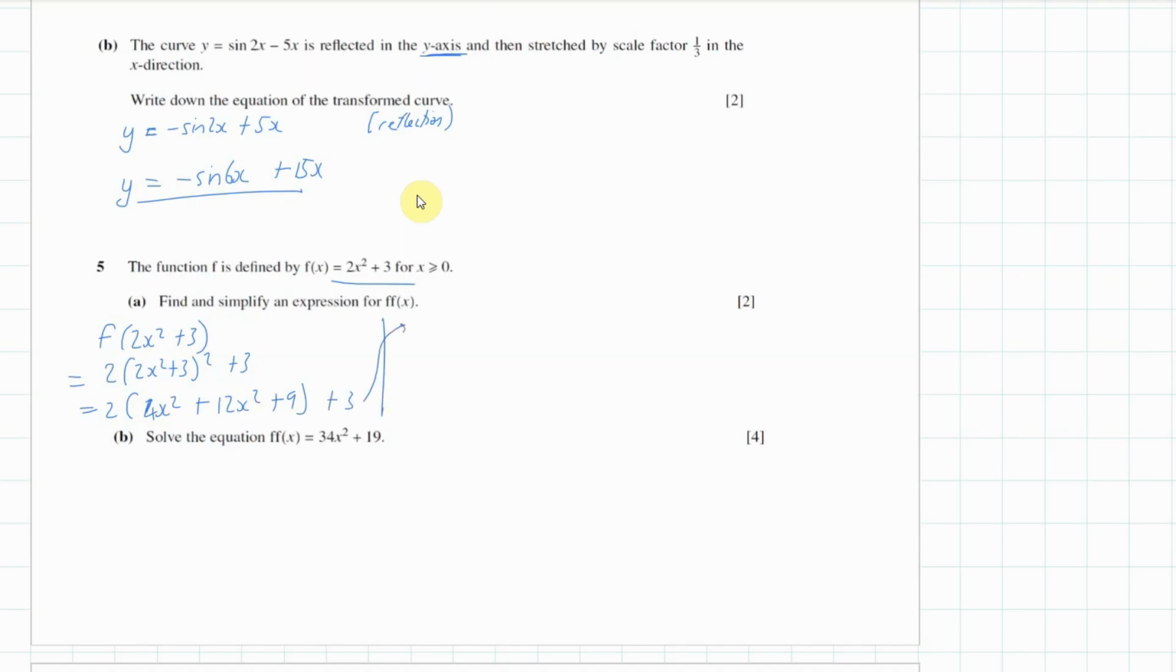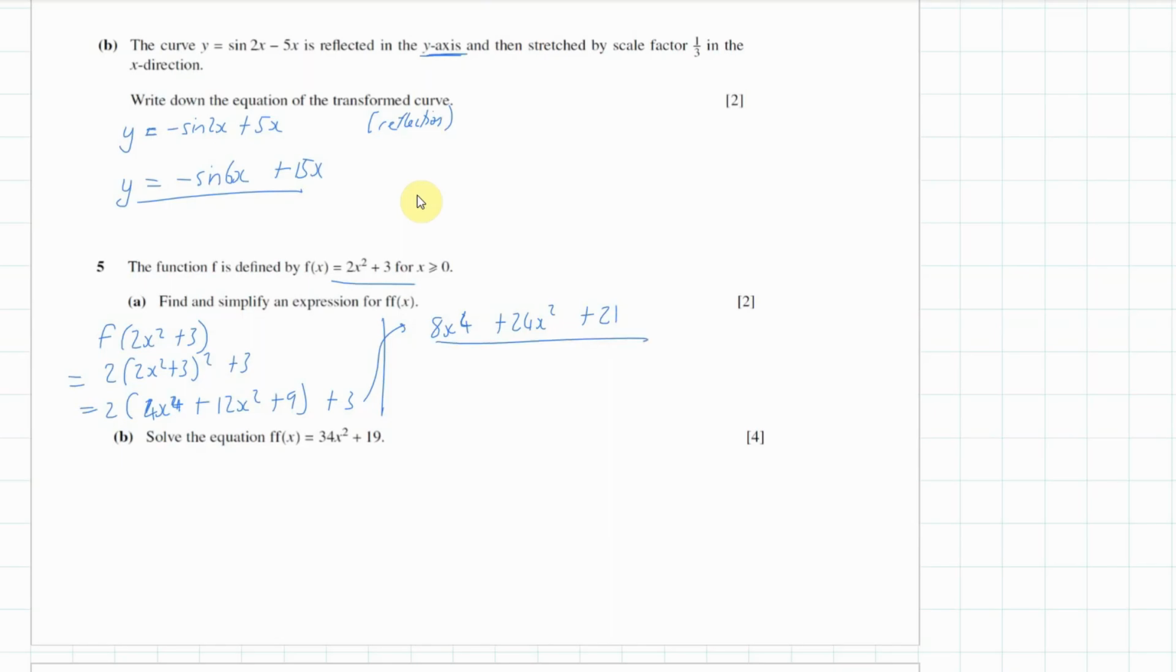Now let's take that over to here. So we'll get 8x squared. Not 8x squared, that should be to the power of 4. 8x to the power of 4 plus 24x to the power of 2 plus 18 plus 3, because it's 2 times 9 is 18 plus that 3 we've already got, so 21. I guess that's what they're wanting.